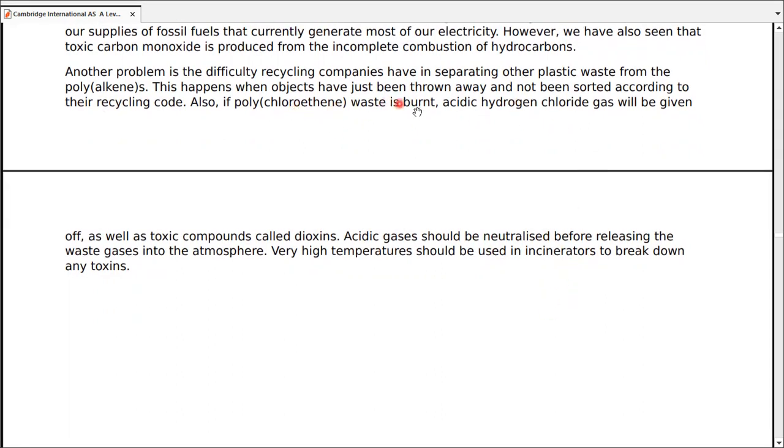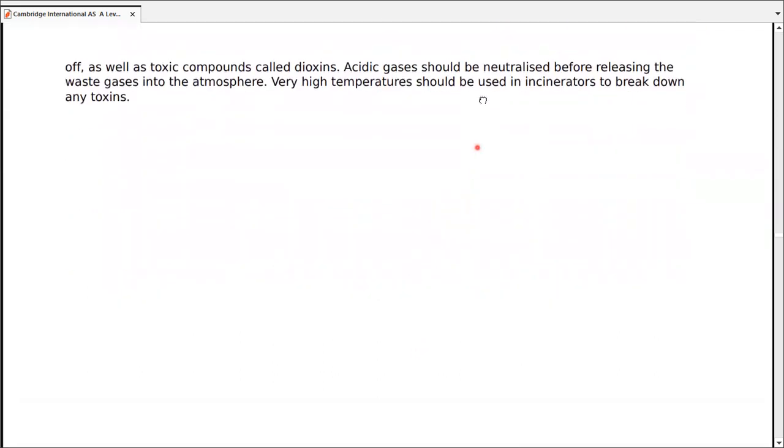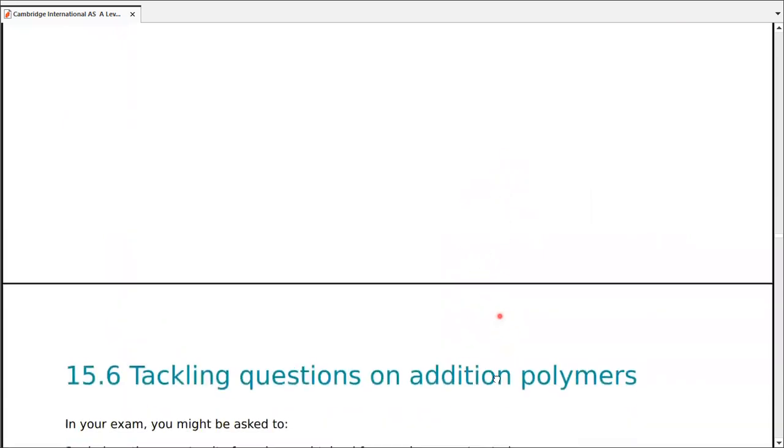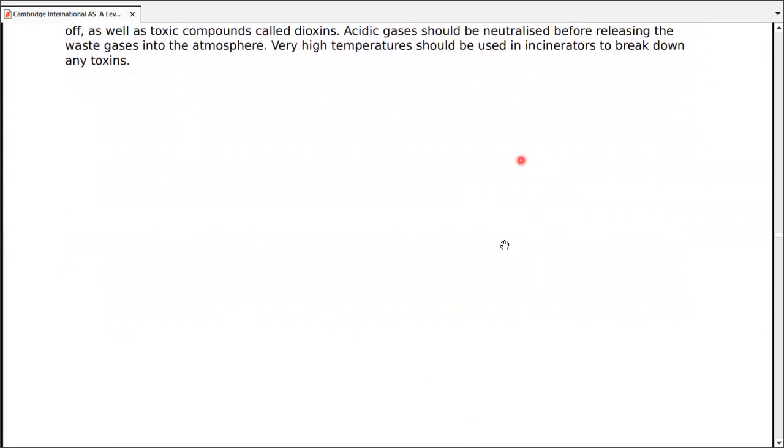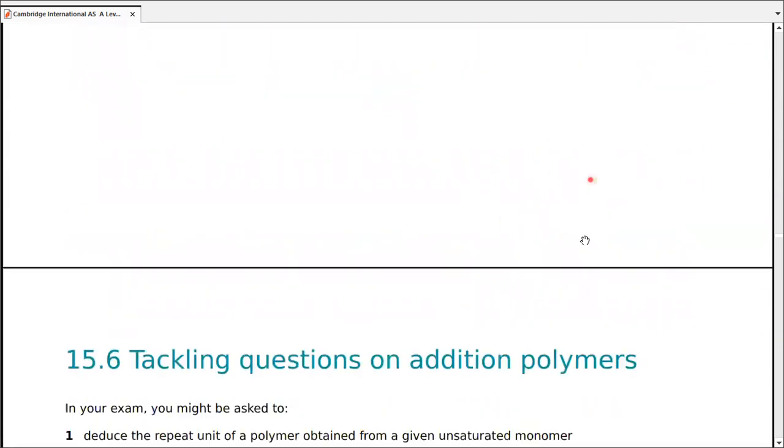Because if polychloroethene is burnt, acidic hydrogen chloride gas would be given off, as well as some toxic compounds called dioxins, which are considered to be carcinogenic. So a very high temperature should be used in incinerators to break down any toxins that are commonly produced with it. Now, this is as far as we go for this pollution problem.